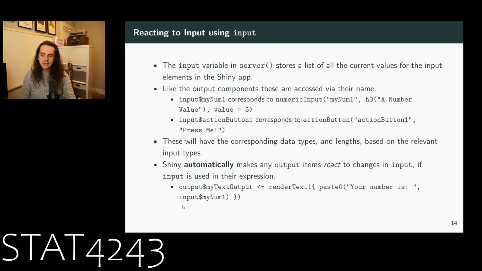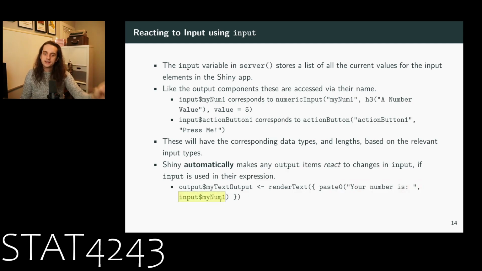So if we were to call output, my text output, right? It's a text output, so we use our render text function, right? Inside of it, we need to include the text code that we will actually want to render. I'm using this paste function. We didn't see the paste function yet, I don't think, but it's going to just paste strings together, right? And paste and paste 0 both exist. The difference is paste 0 doesn't use spaces when it pastes things together. So we might have the paste, your number is, and then we reference the input, right?